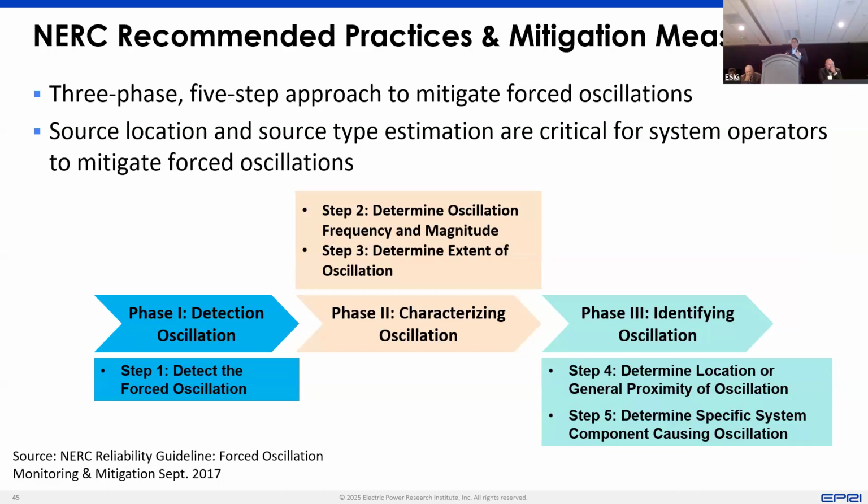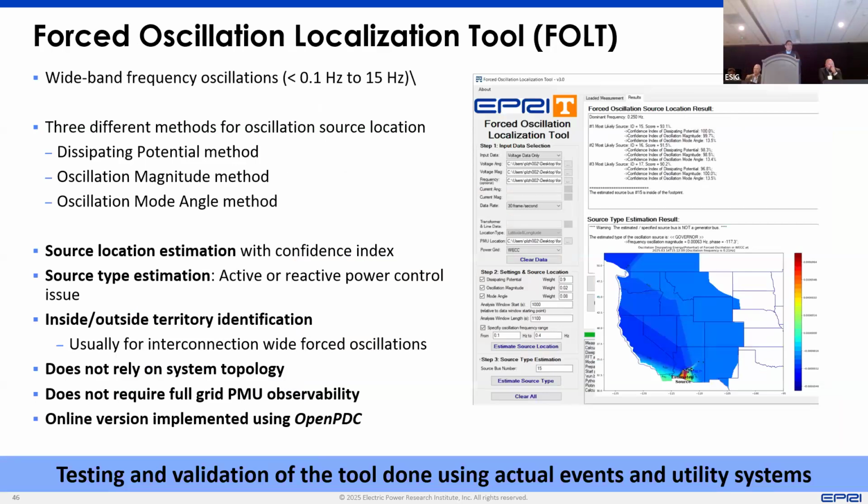From a forced oscillation perspective, what NERC recommends is that you should be able to detect the oscillation, characterize the oscillation, and then identify the source of the oscillation and remove that energy from the system so that the issue is addressed. For that, we have developed a tool called the forced oscillation localization tool. It is based on various methods, including the dissipating energy method. I know Slava is there. He's one of the main people who developed that method.